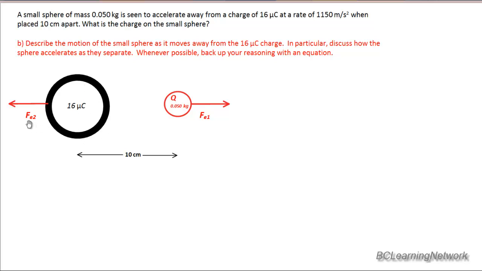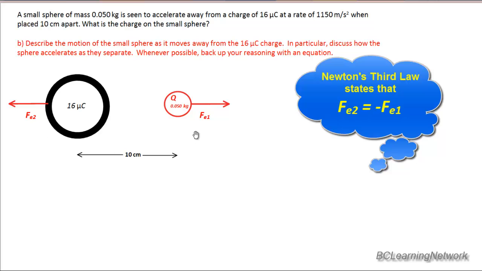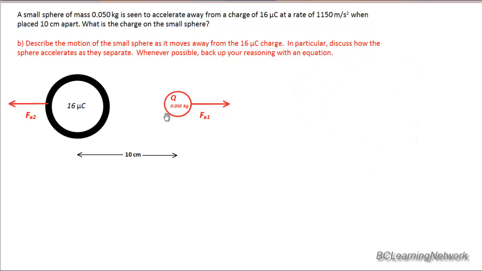And there's a force labeled Fe2 pulling the 16 microcoulomb mass to the left. Now these forces, according to Newton's third law, are equal and opposite. Because the mass on the right is much smaller, it will be more affected by the force because it has less inertia. So for this situation, we can imagine that the larger one is much, much larger and is going to remain basically stationary throughout this process. It's not critical that we imagine that, but it's easier for the concepts if we do.